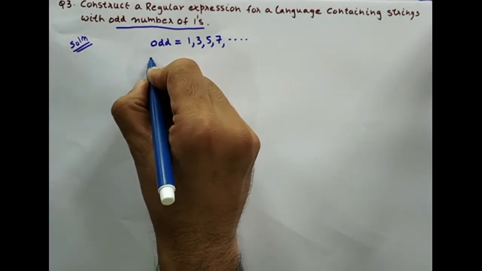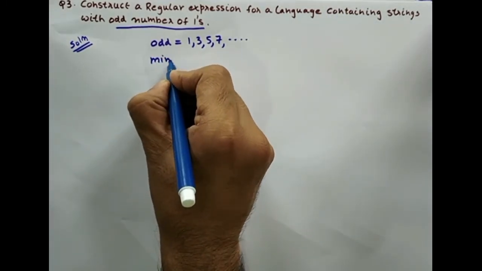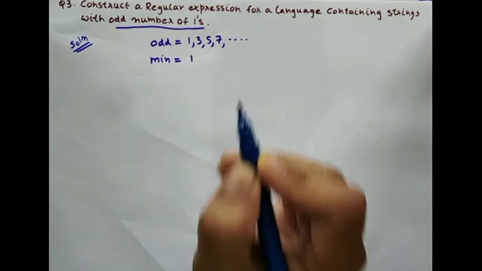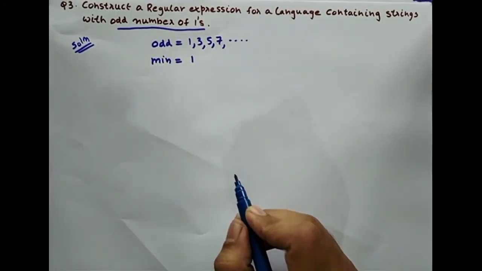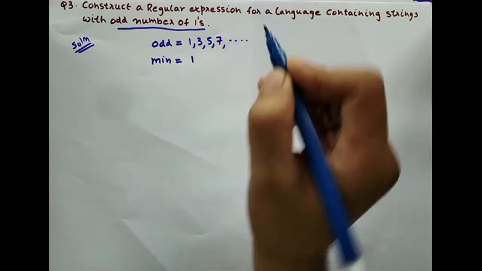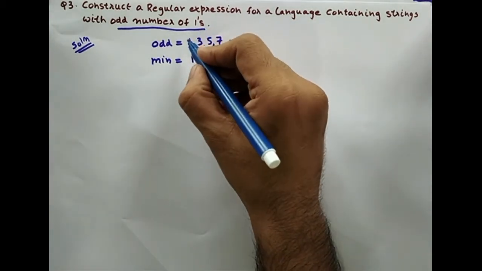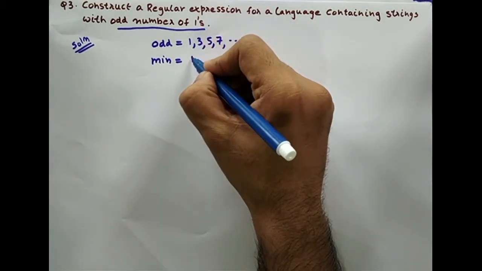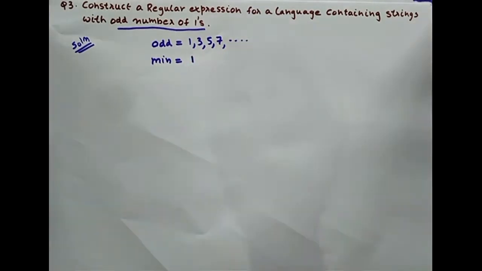So what will be the minimum possible string? The minimum possible string will be 1, because the number of ones should be odd, and the minimum possible odd number is 1. So 1 appearing one time will be the minimum possible string.